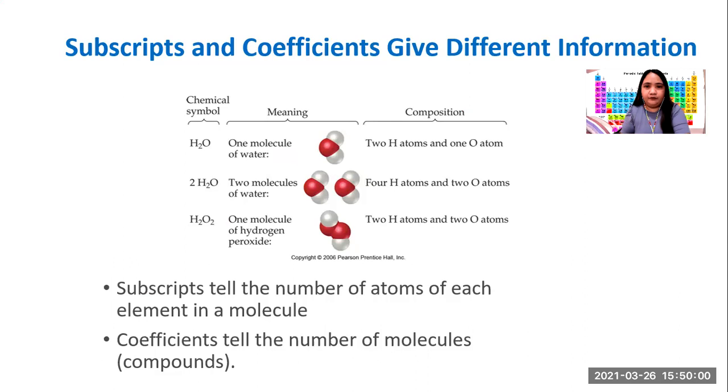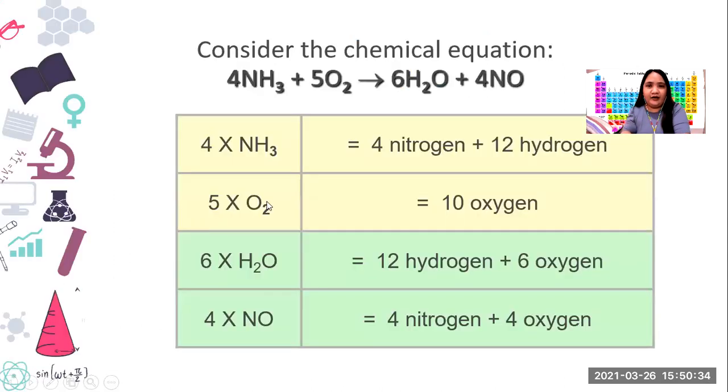Whereas coefficients are different, they tell you the number of molecules per compound. Say, for example, here, H2O, that's of course water. You know that there's only one molecule of water. However, in that one molecule, there are two hydrogen atoms and one oxygen atom. This is two molecules of water. In two molecules of water, it means that you have four hydrogen atoms and two oxygen atoms. For one molecule of hydrogen peroxide, you have two hydrogen atoms and two oxygen atoms.